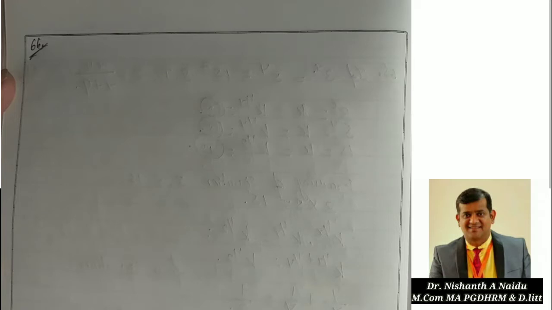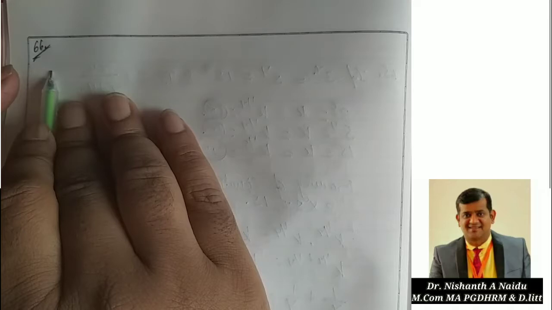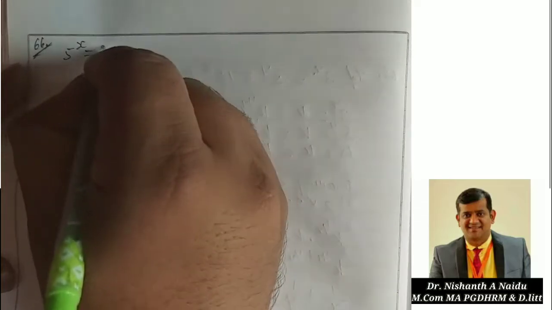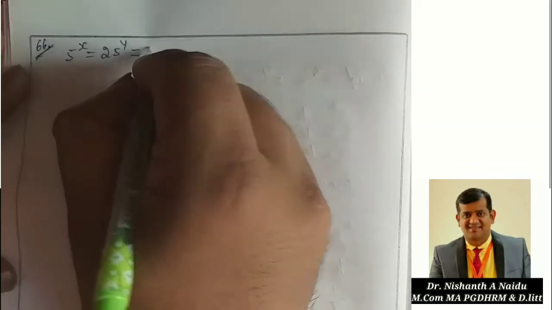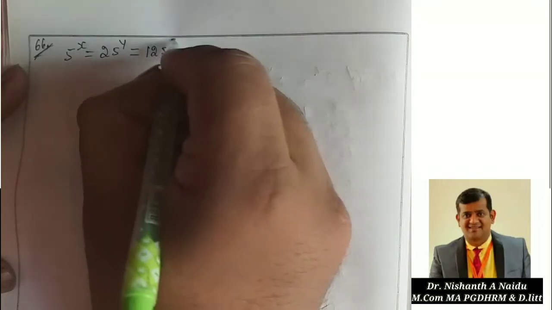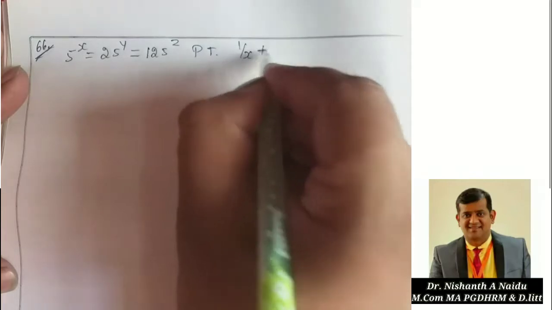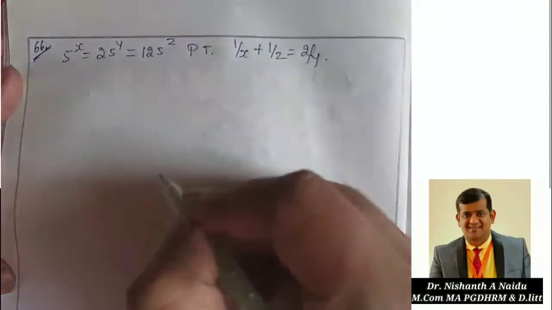So I have come up with one more problem in indices, problem number 66. That is, 5 to the power of x equals 25 to the power of y equals 125 to the power of z. Prove that 1 divided by x plus 1 divided by z equals 2 divided by y.